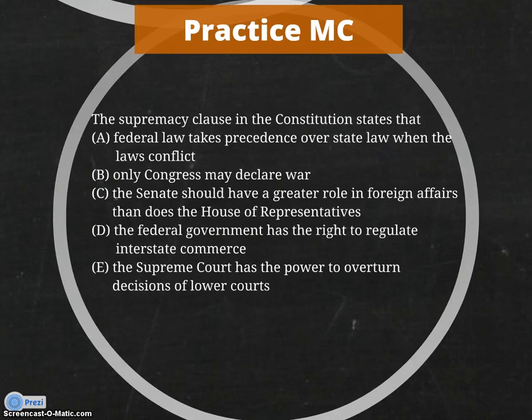All right, so a practice multiple choice question regarding that is, the Supremacy Clause in the Constitution states that federal laws take precedence over state law when the laws conflict. Only Congress may declare war. The Senate should have a greater role in foreign affairs than does the House of Representatives. The federal government has the right to regulate interstate commerce. The Supreme Court has the power to overturn decisions of lower courts. Take a second, pause the video, and decide your answer.